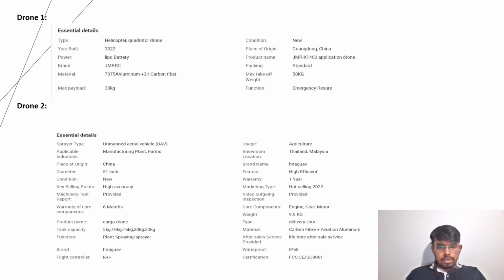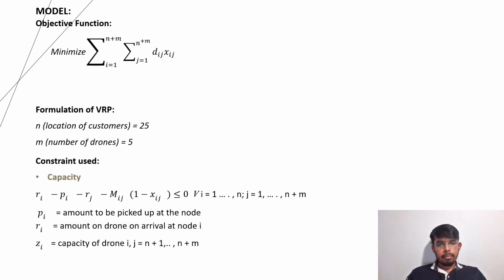For solving this, I've taken two drones. Drone 1 is a quadcopter drone, and drone 2 is made by a brand called Hanu. The main objective function is to minimize the distance. For that, I've taken 25 customers and 5 drones. I've used a capacity constraint so that each drone carries its defined capacity.